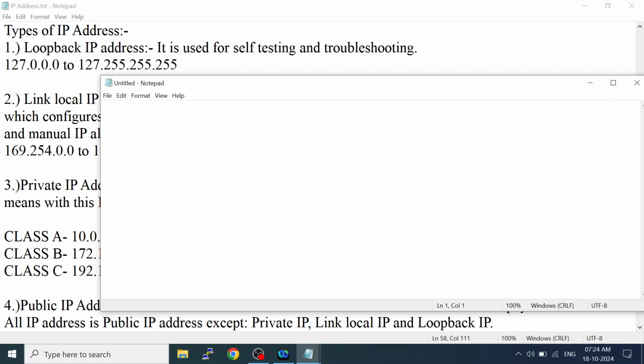Okay, so always keep in mind, if any IP address starts with 127, we will directly say it is a loopback IP address. After that, the other numbers need not be memorized. Only one number is enough. If it is 127, loopback. That's it. After that, whatever value is there doesn't matter. Clear?